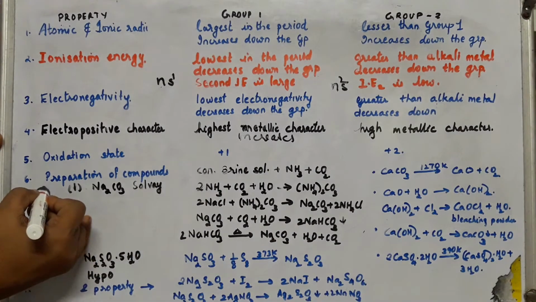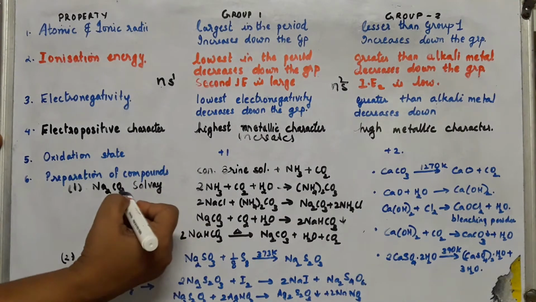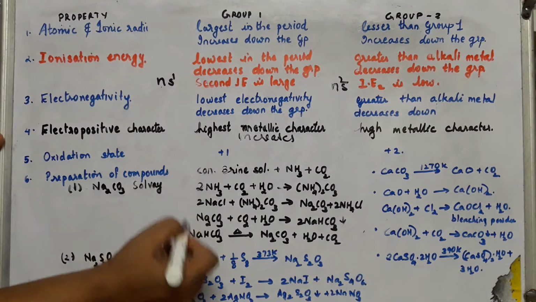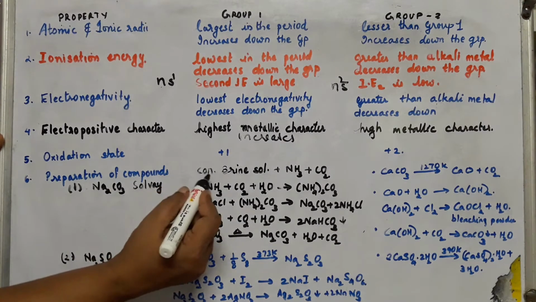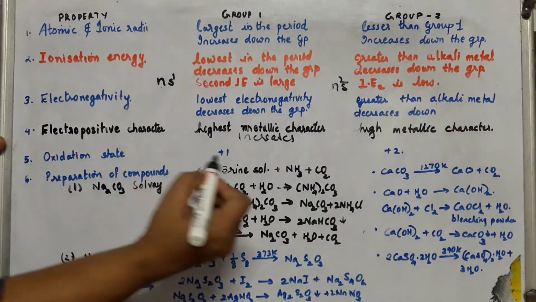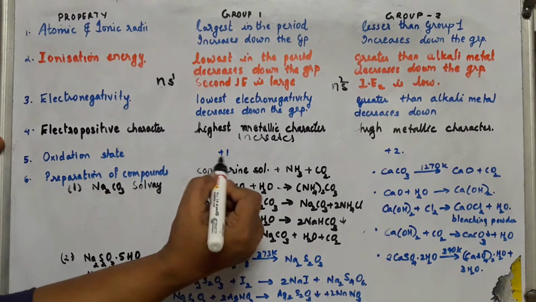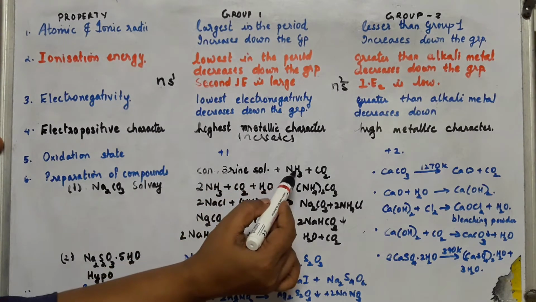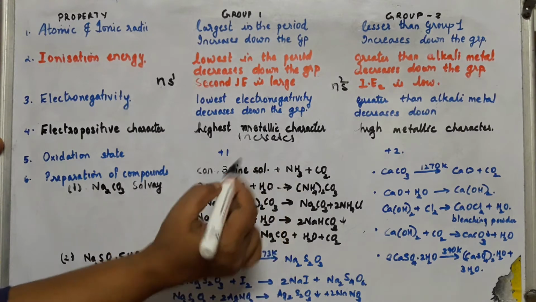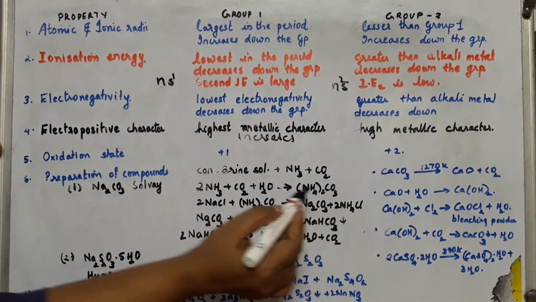Now next one is preparation of compounds of group 1. In your syllabus, you have to learn certain compounds. Among that, the more important ones I have written here. Sodium carbonate, how it is prepared using Solvay's process. For that, we take concentrated brine solution, and it is passed through ammonia and carbon dioxide. Ammonia and carbon dioxide in solution first form ammonium carbonate.